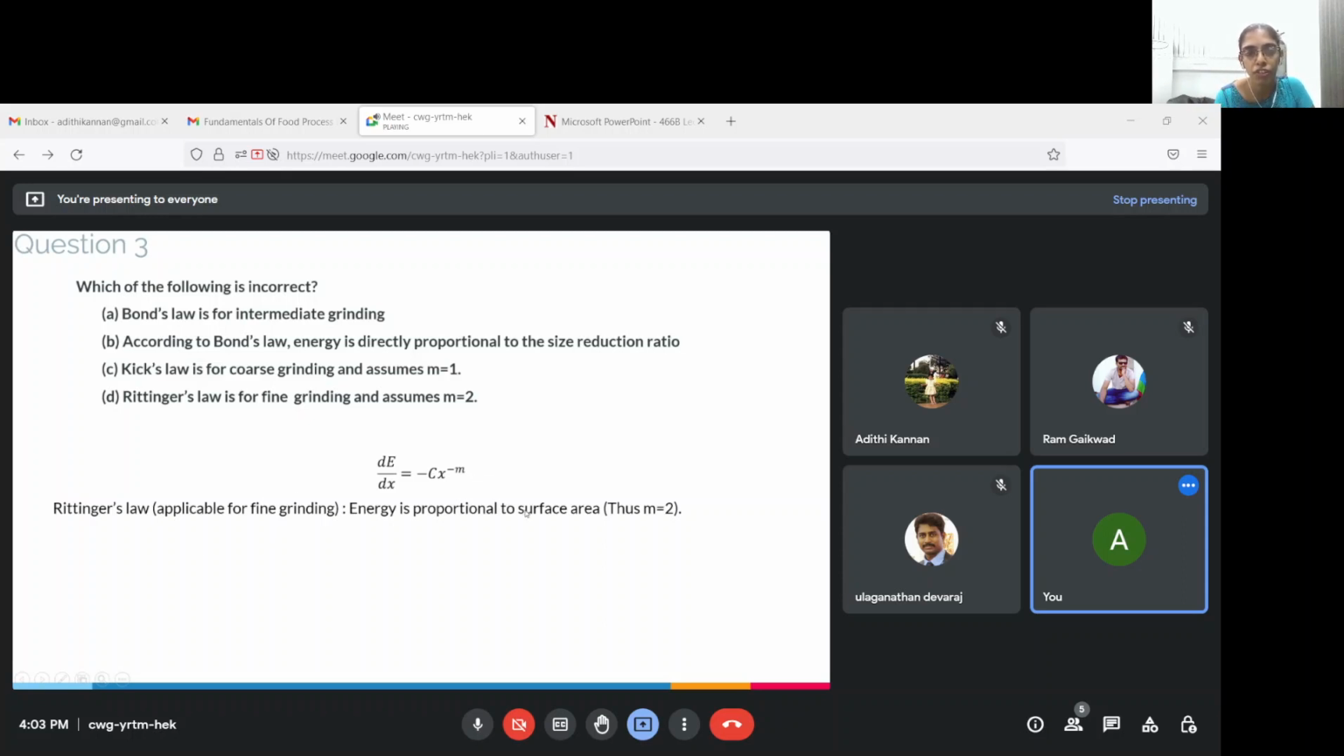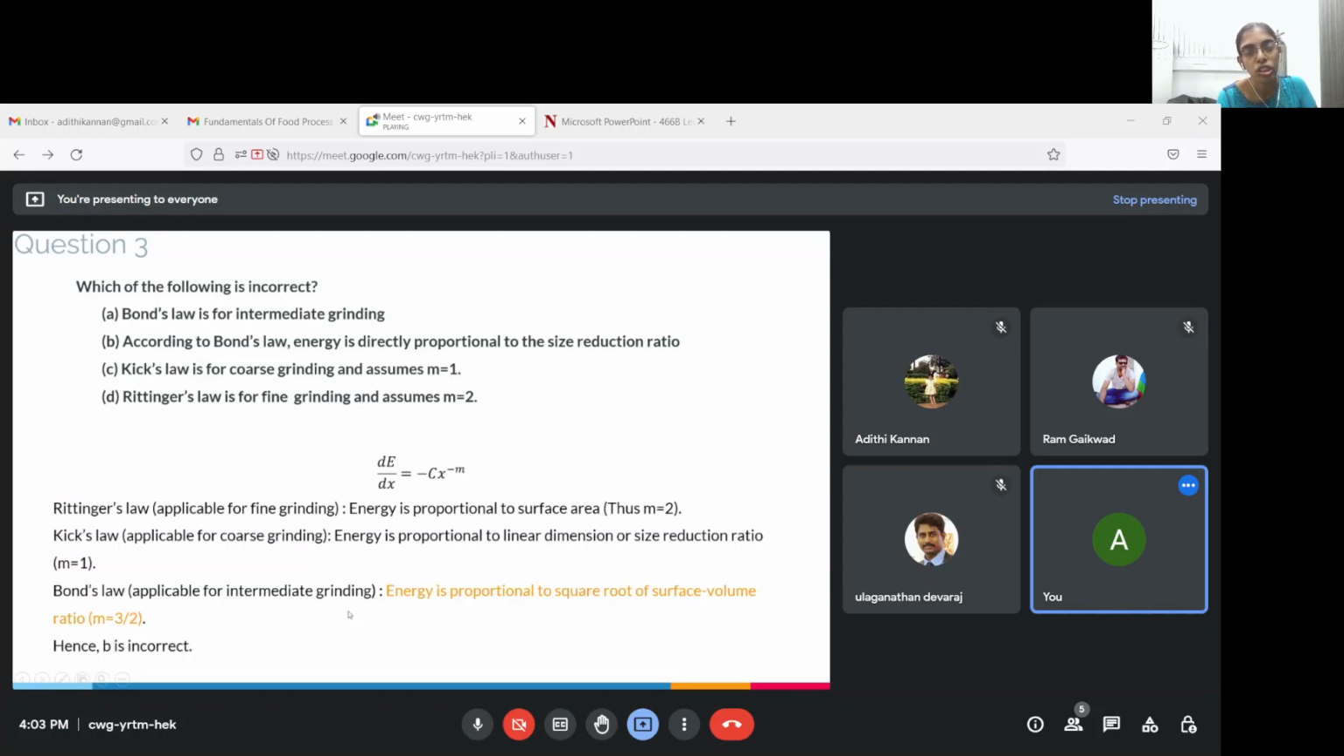For other types of grinding, other laws were developed. The second law was Kick's law, and this was applicable for coarse grinding. Kick's law assumes that your energy is proportional to the linear dimension, that is the length or the diameter of your particle. This linear dimension is also known as the size reduction ratio. That is, you are looking at the diameter or the radius or the length of the particle. So energy is proportional to the linear dimension. Hence, m here will be equal to 1. That is, you are looking only at x and not x square.